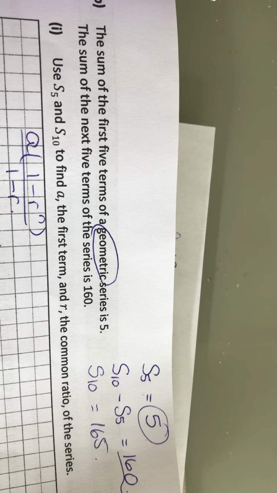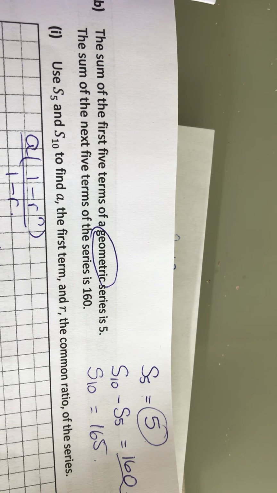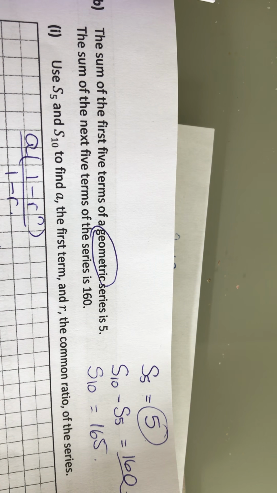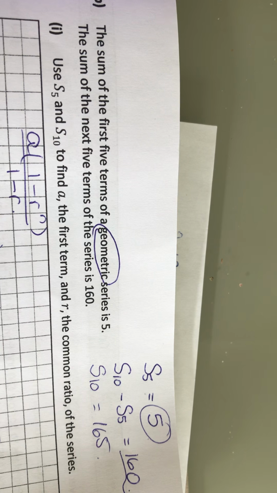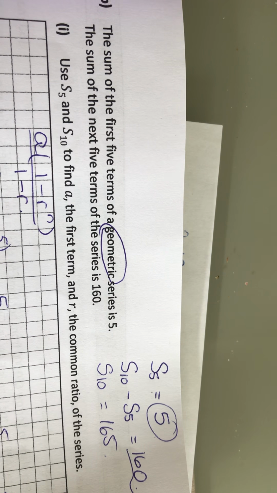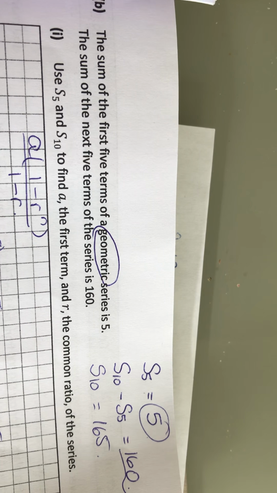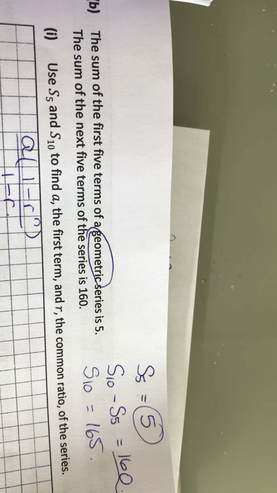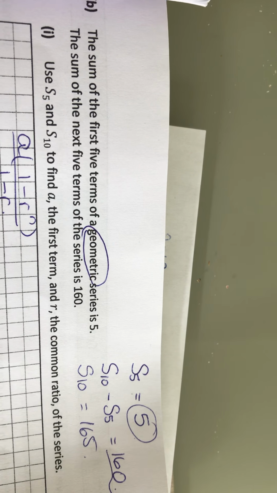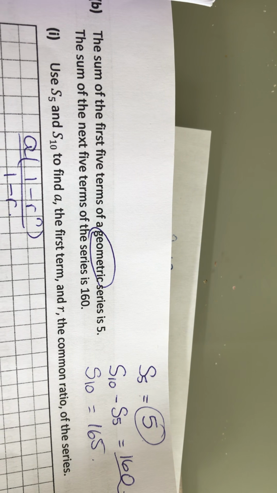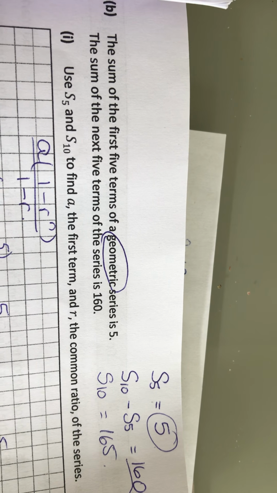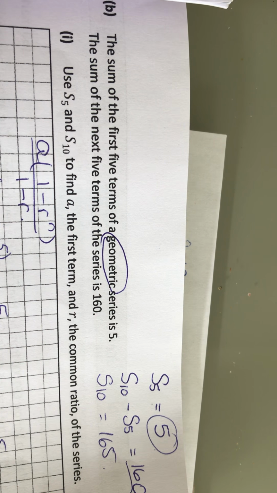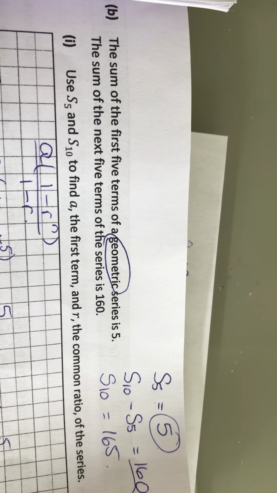If you have T6, T7, T8, T9, T10, if you want to find those, then it's S10 minus S5. Or you could just add it all up, like the first 5 terms plus the next 5 terms is equal to 165. So S10 is equal to 165. You go to your log tables, you get your formula, and you just do your best to fill it in.